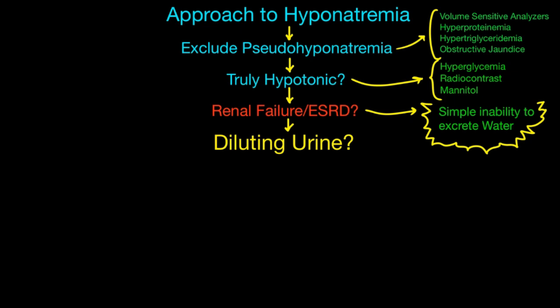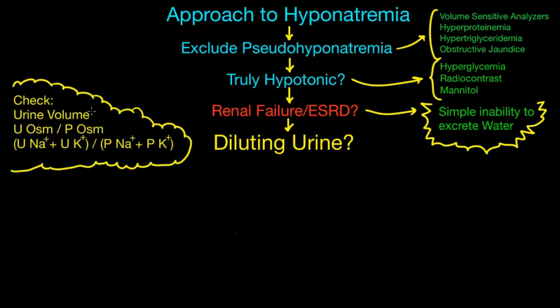So by this point, if we've excluded pseudohyponatremia, we've proven that they're truly hypotonic, and we've ruled out severe renal failure or ESRD, our next question is, well, are they making dilute urine? Because remember, if they're truly hypotonic, so they have hypotonic hyponatremia, they should be making dilute urine. That'd be the appropriate physiologic response to water excess. So that's our next question.